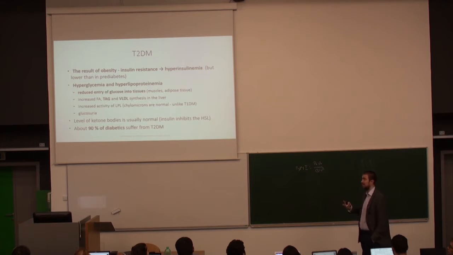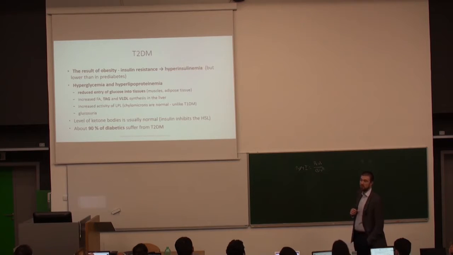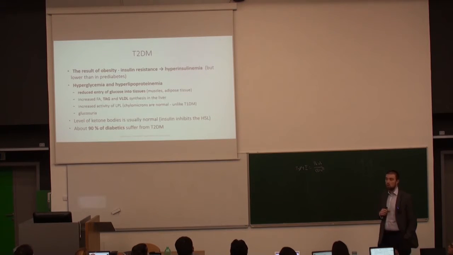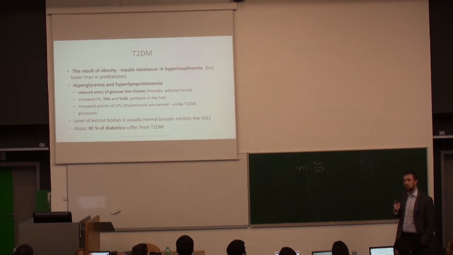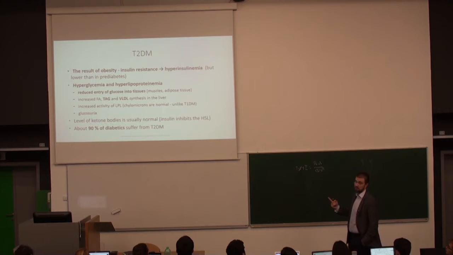But we still call it diabetes mellitus, since the people have hyperglycemia and hyperlipoproteinemia. So it's diabetes, only type 2. Type 1 is typical with ketoacidosis. Type 2 is typically without ketoacidosis.